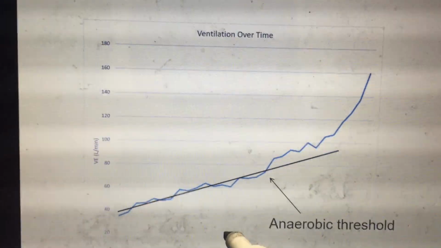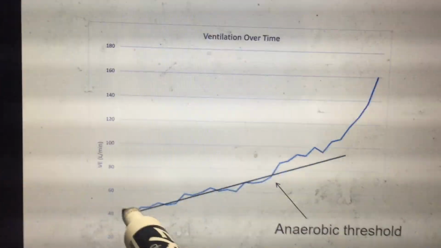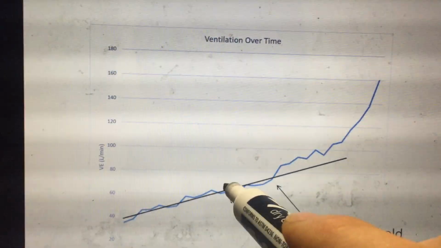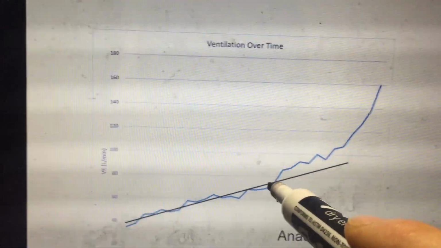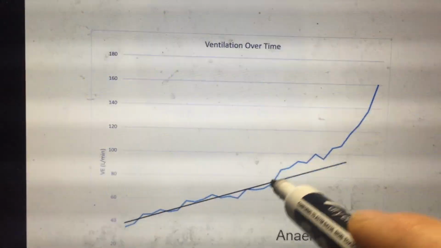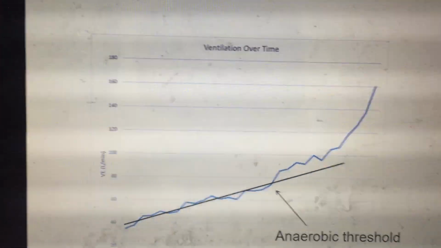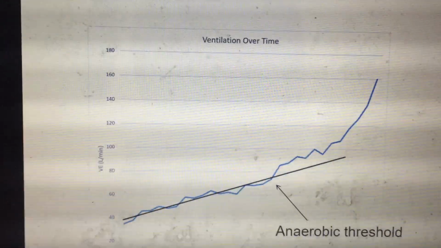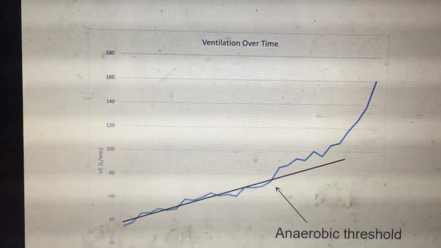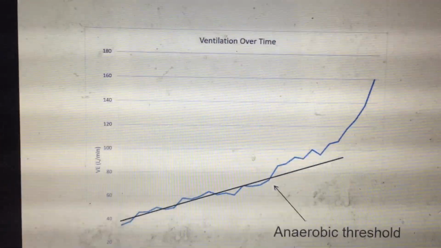So to find the threshold, this is just a different way to find the threshold, I've drawn a straight line as best as I can through those first initial data points. And then when the ventilation deviates from that linear straight line, that's the point at which you identify your anaerobic threshold. So hopefully Doug and Vanessa will send you some clean data. Sometimes it's difficult to find the anaerobic threshold. It can get messy sometimes.